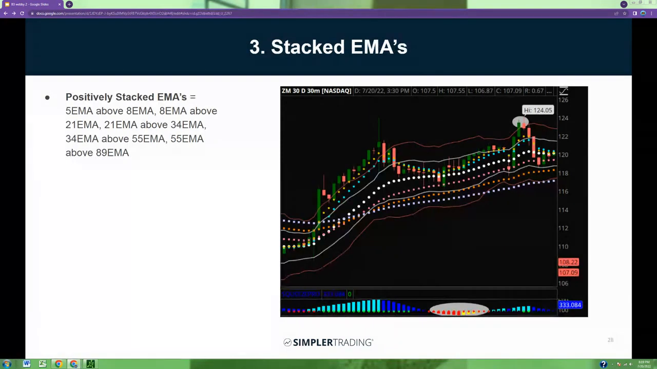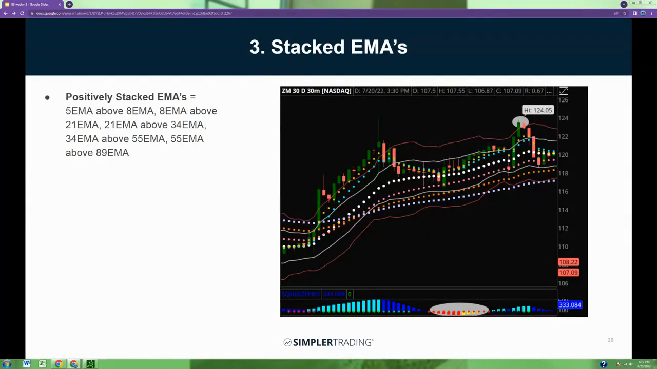All right, we got our squeeze. We got our 21 EMA. Then the third tool here, this one looks the goofiest, but it might be one of the most important ones: stacked EMAs. When the EMAs are stacked positively, what that means is your 5 EMA is above your 8 EMA, 8 is above the 21, 21 above the 34, 34 above the 55, etc. In plain English, when the EMAs are stacked positively like this, the structure is bullish.